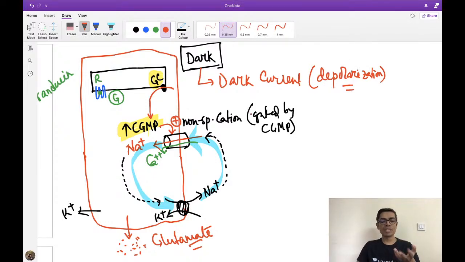Because of a current flow inside the cell, and that current is nothing but known as dark current. If I ask you, dark current is mainly due to which ion? It is mainly due to sodium ion, although calcium ion is also there for the dark current, right? So this is happening in dark condition. When light falls on this rod and cone cell, the mechanism will change into a different variety.